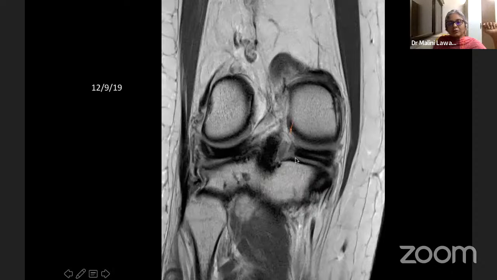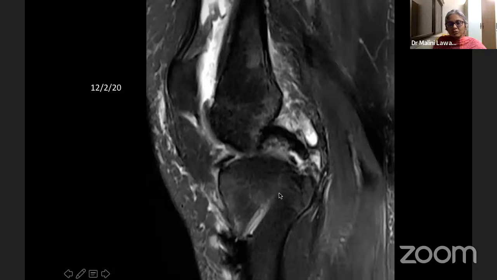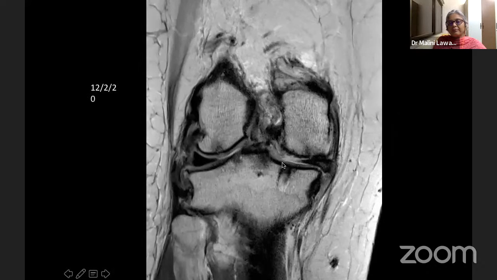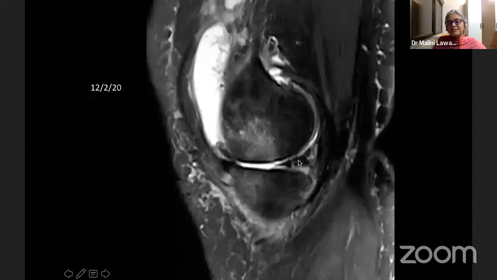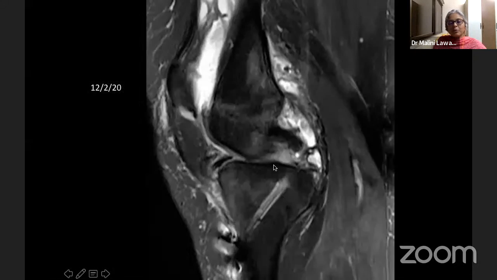This is a root tear that had been repaired. This was the initial root tear, and this is the follow-up after that. In the follow-up, the cartilage loss had worsened. This was the root repair, and you can see the root is still bad. Even after the repair, this root was torn. In fact, the tear size has increased as well as the cartilage loss. Initially the cartilage loss was lesser, but this had progressed.